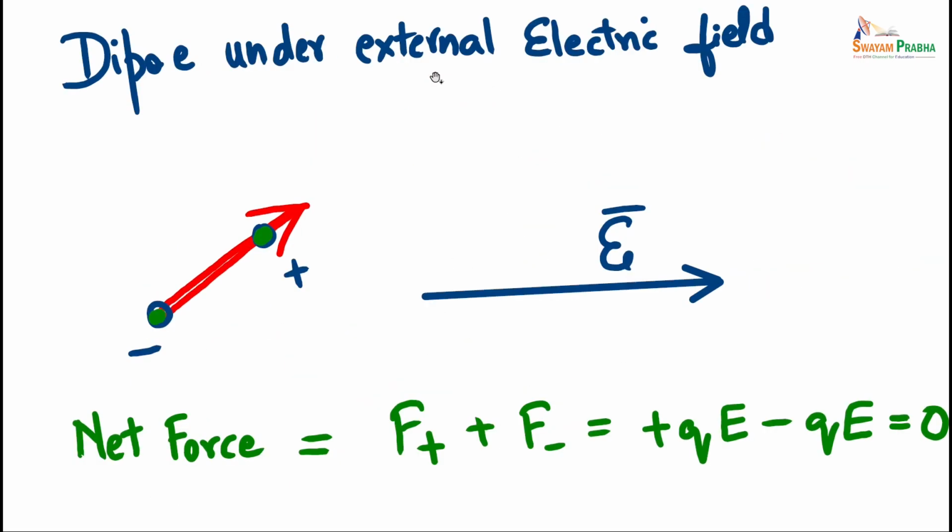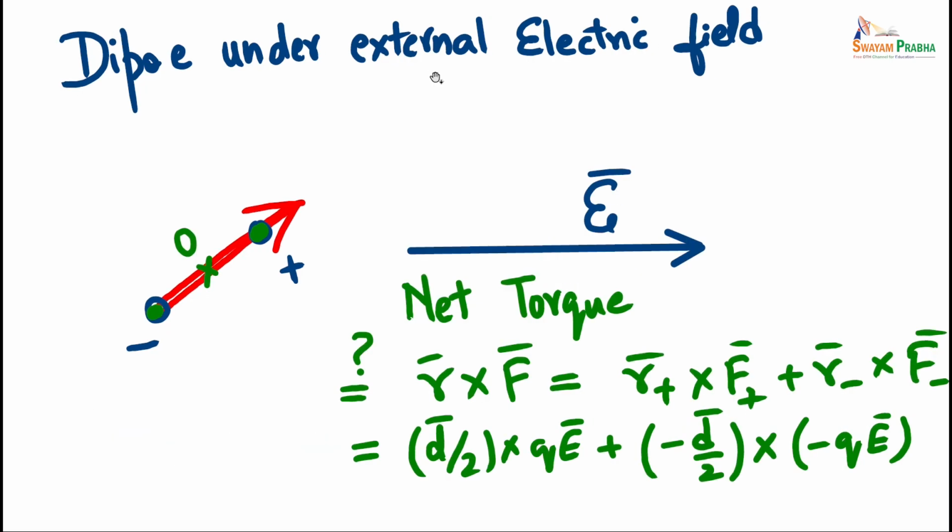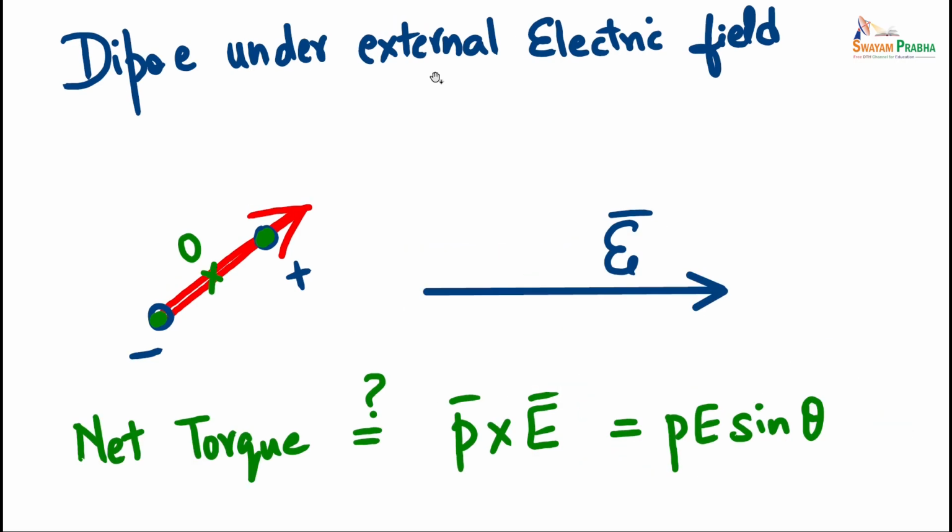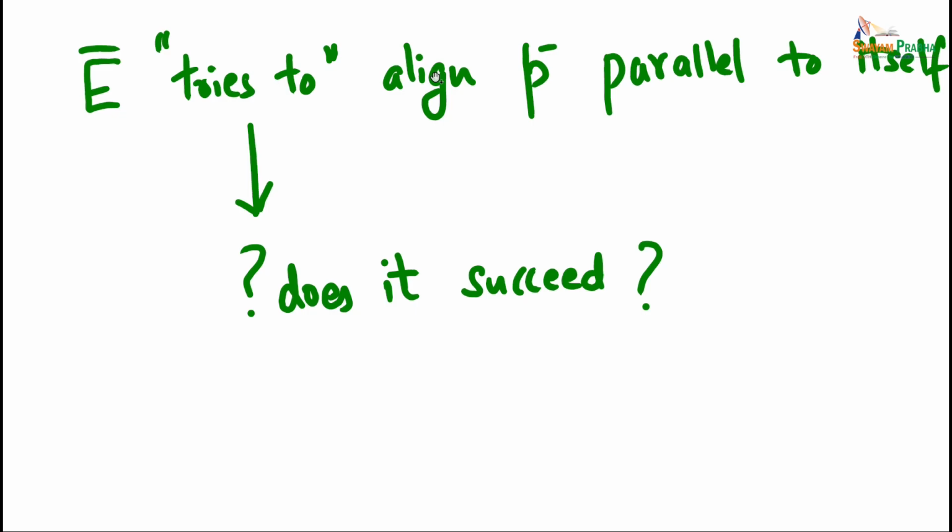Now what happens to a dipole under an external field? This is a dipole and a field is applied. We can look at the force on this dipole. The force is 0 because this charge is being pushed in one direction, the other charge in the other direction, so the net force is 0. But the net torque about this point O, one can compute R cross F, and that turns out to be something non-zero. So it can rotate. The electric field is trying to align the dipole in that direction, but does it succeed?